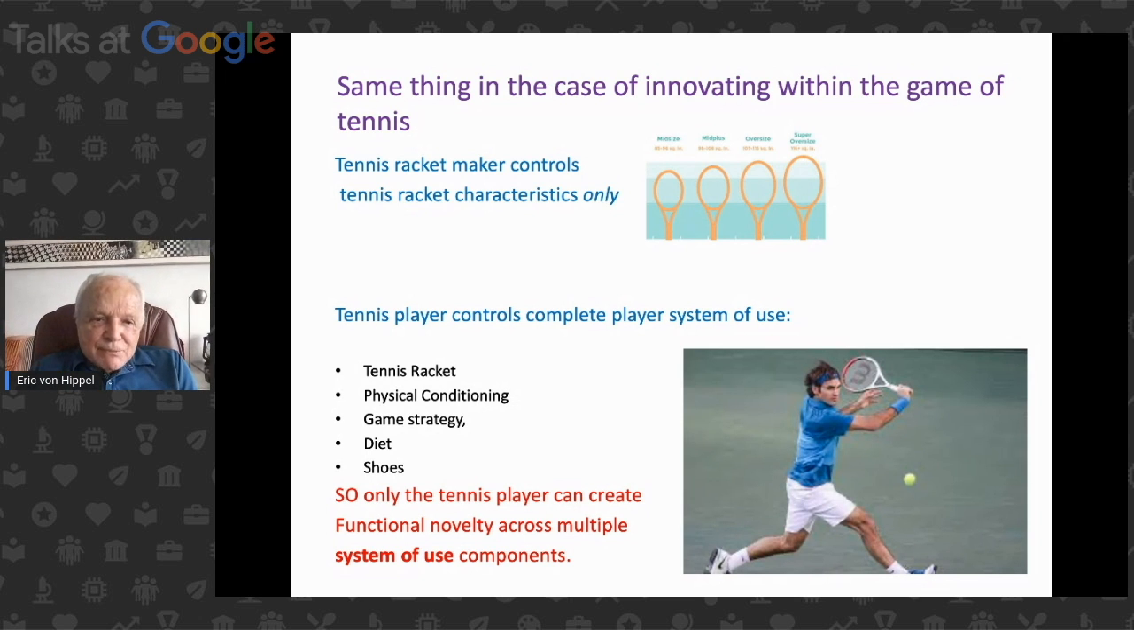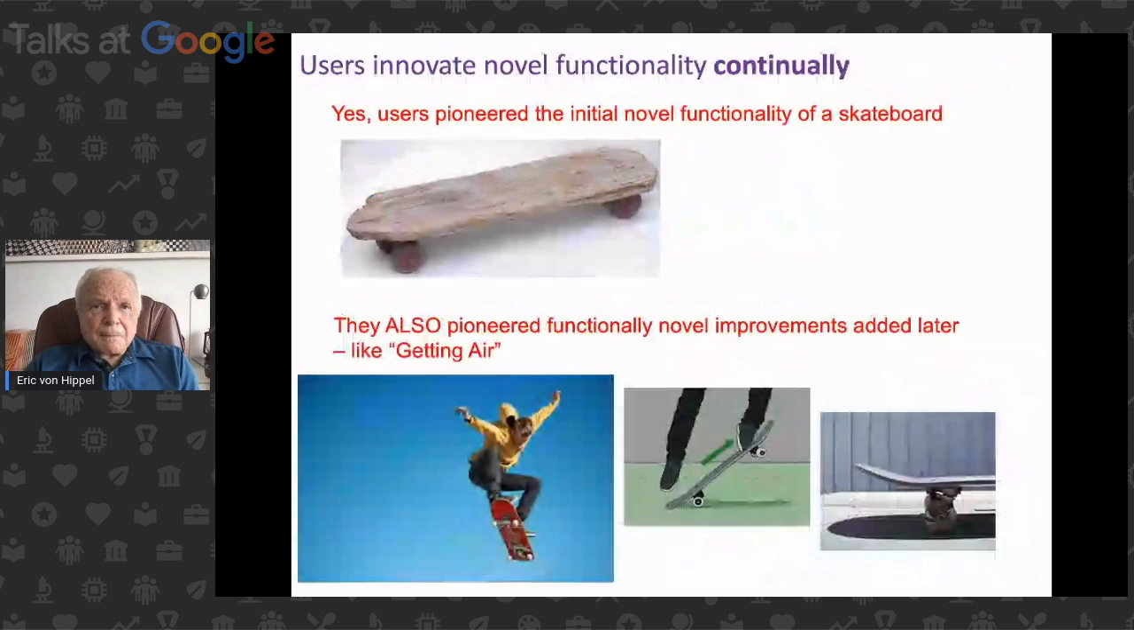Depending on your game strategy, depending on the type of stroke you prefer, the type of serve you prefer, you need a different kind of racket and different kind of stringing. So the person that puts it together as an interdependent system has to be, again, the user.